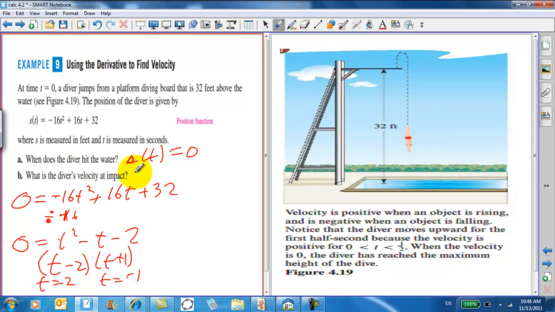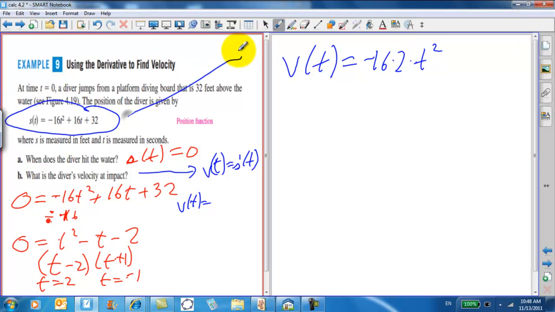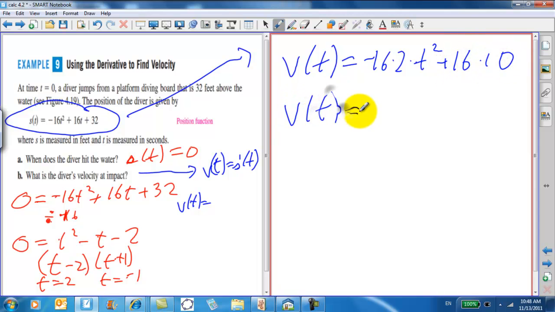Now, what's the diver's velocity at impact? For that, we need v, the velocity, which is equal to s prime of t. So we take the derivative. The velocity will equal negative 16 times 2 times t, taking the derivative of this s function now, plus 16 plus 0. So our velocity equation is negative 32t plus 16.